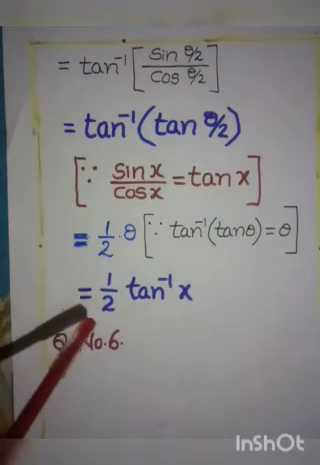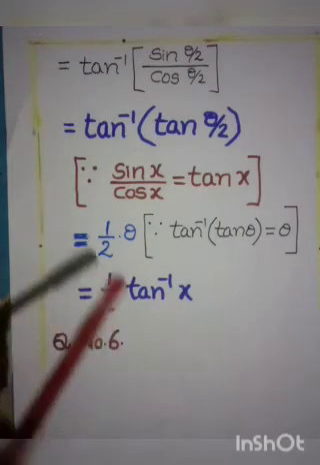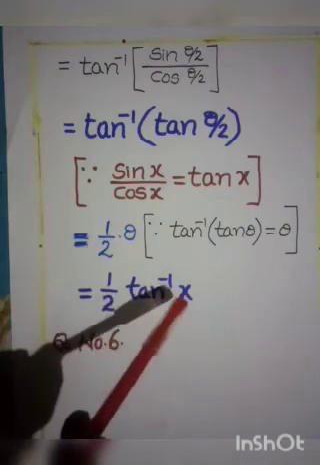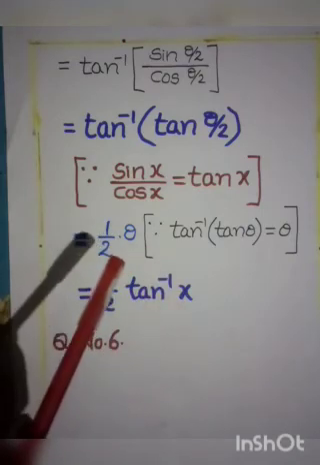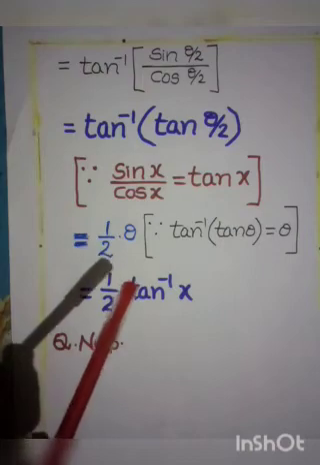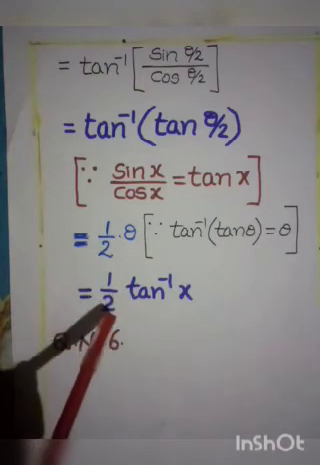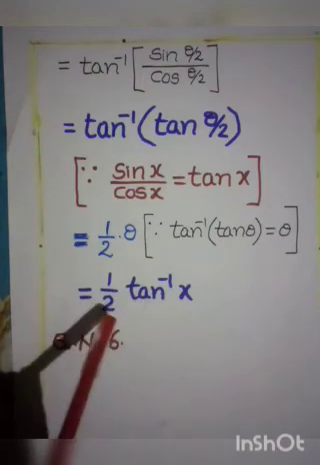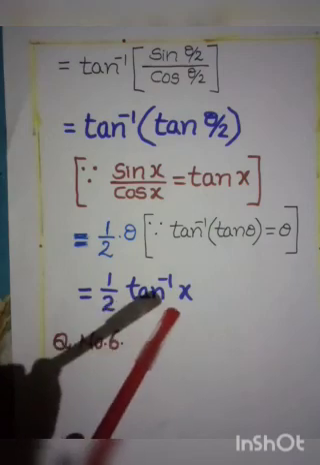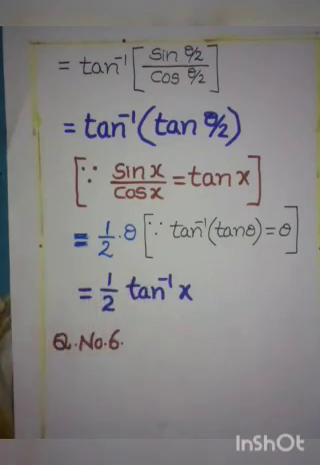That is equal to 1 by 2 into theta, where theta means tan inverse x. We assumed that in the first step of this question itself. That is why we wrote 1 by 2 tan inverse x. So this is the simplest form of the given inverse trigonometric function. Understood, my dear children?